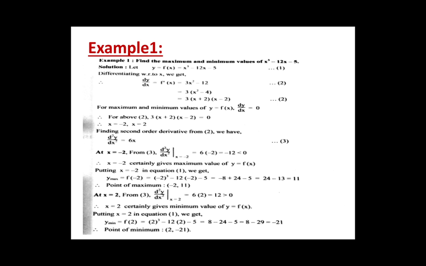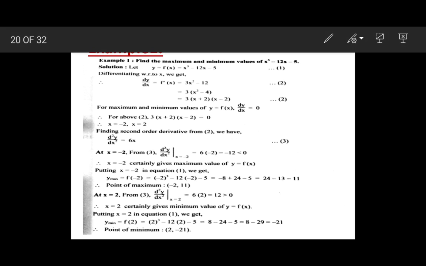Now see the example. The question is: find the maximum and minimum value of x cube minus 12x minus 5. First we have to differentiate this y with respect to x. So dy upon dx: the derivative of x cube is 3x square, then minus the derivative of 12x, which is 12. 3 is common, so we get x square minus 4. X square minus 4 means x plus 2, x minus 2.